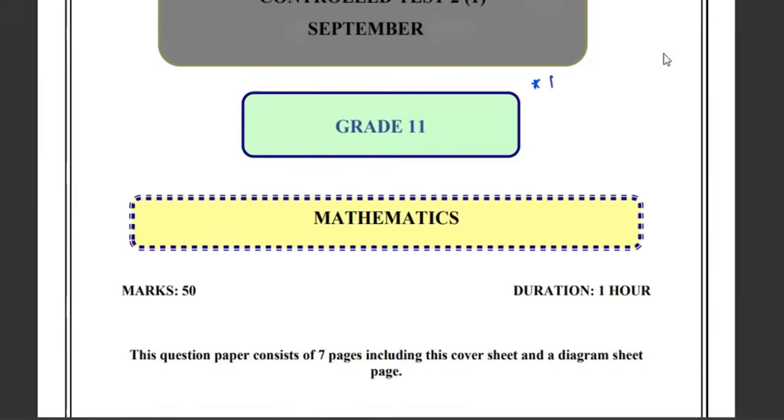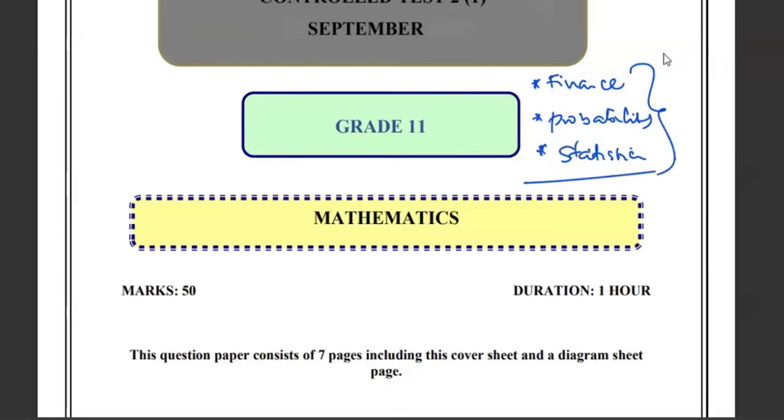Number one is the finance, okay? Number two, we have probability. And then number three, we have the statistics. Okay, so basically these three topics is what we can expect. Other examiners could also add what we call the algebra, just for practice purposes and just to make the paper a little bit more count.